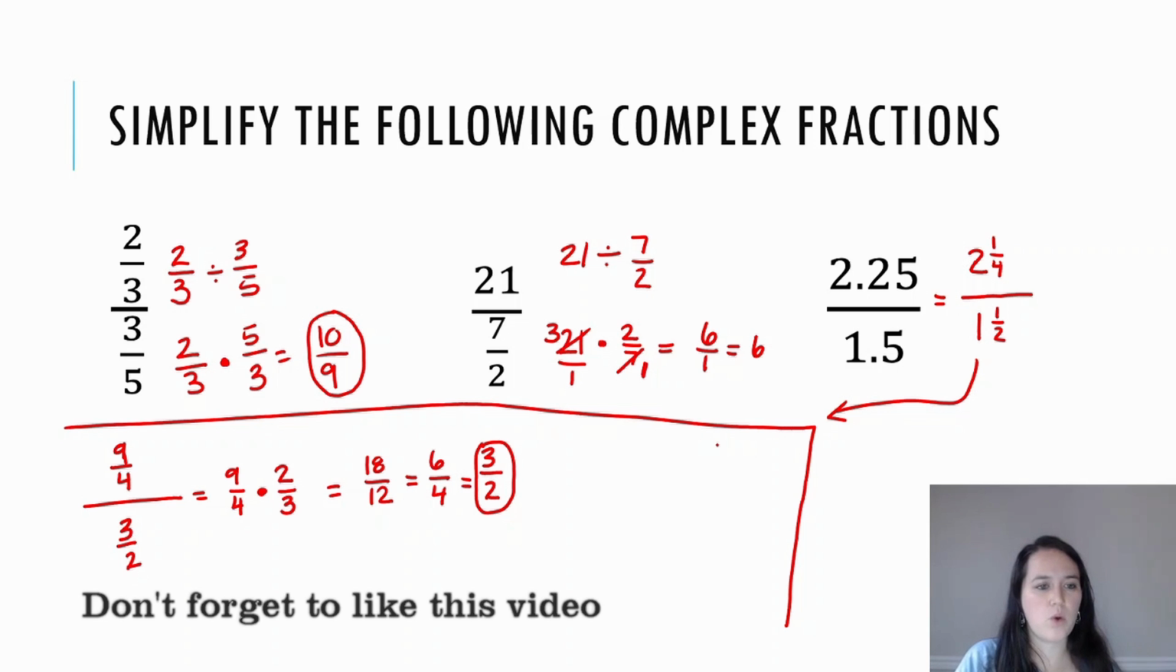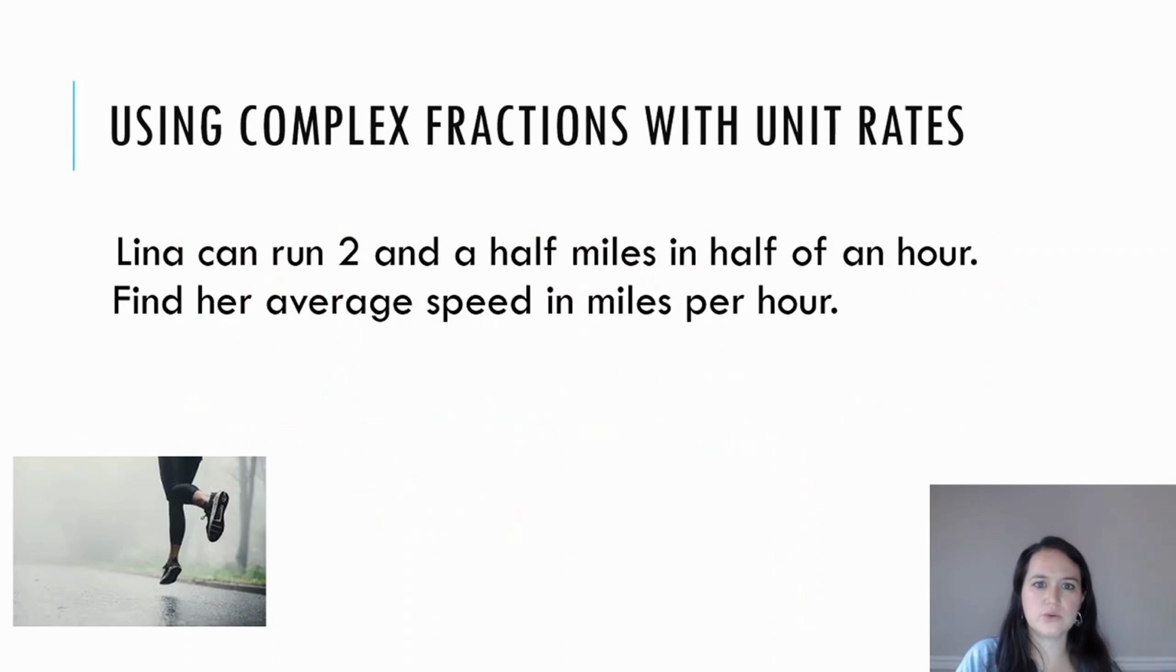And I believe I have one more. I do. Here you go. All right, so here's your word problem for this one, with unit rates. So Lena can run 2.5 miles in half of an hour. Lots of halves here. Find her average speed in miles per hour.